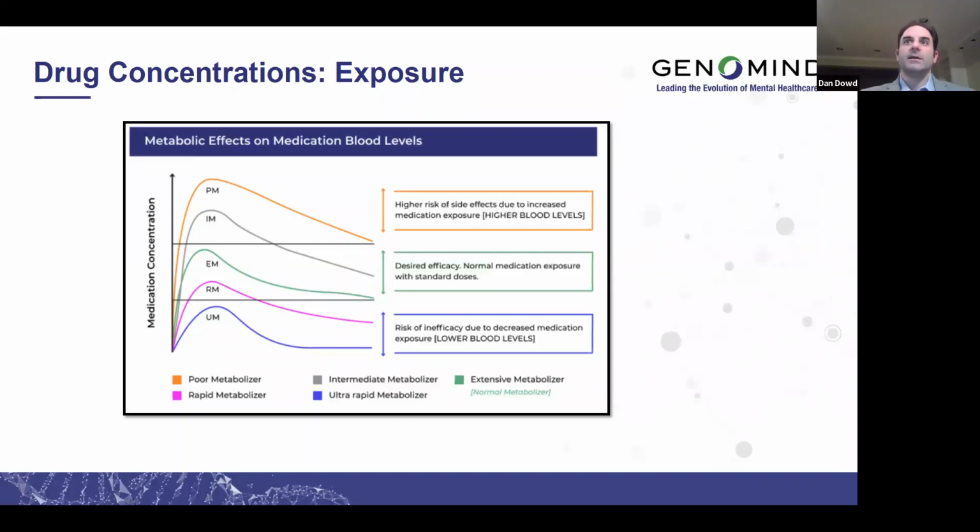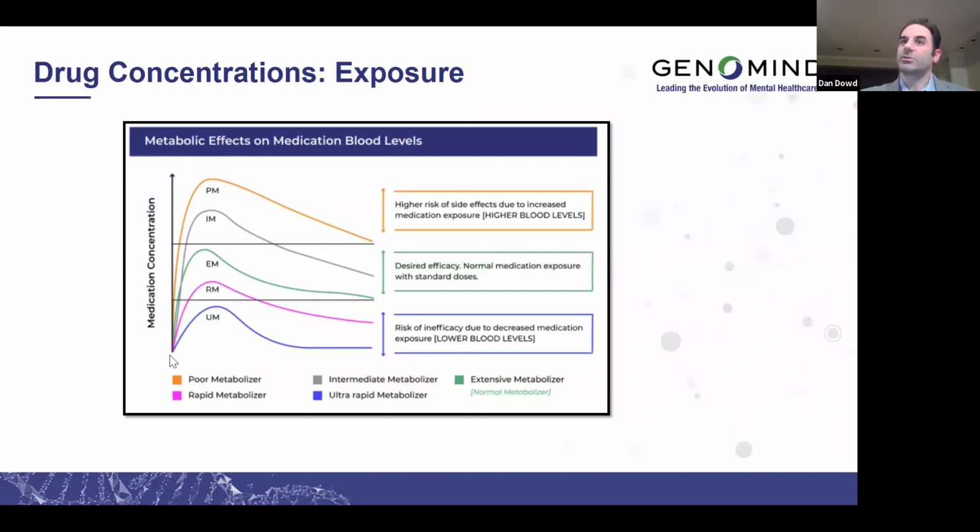Okay. If you're a normal metabolizer, that's pretty easy to do. You give someone a standard dose and they are likely to stay within the therapeutic window. If you are a poor metabolizer, it's rather difficult to keep somebody in that therapeutic window. You can see PMs for most of the life of that drug, they are above the therapeutic window.